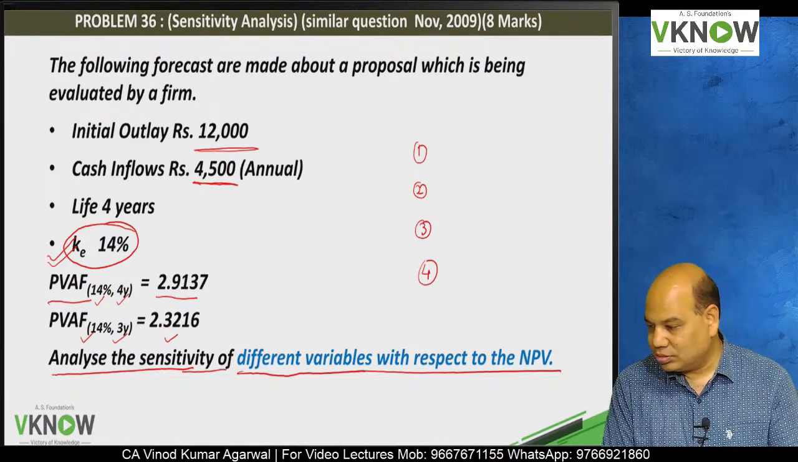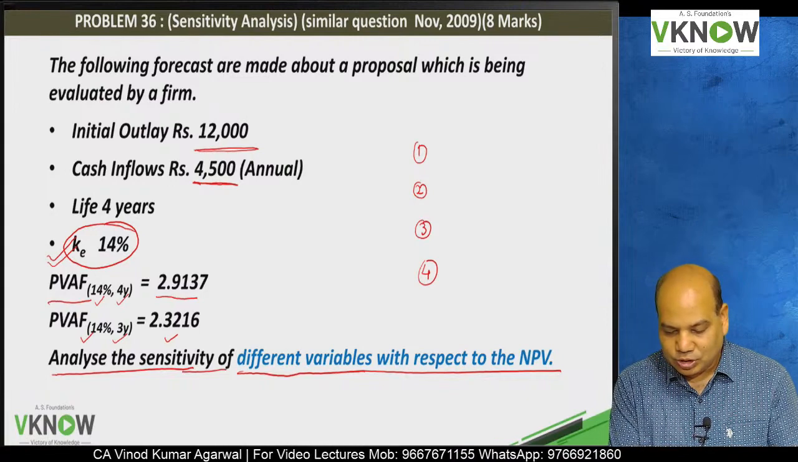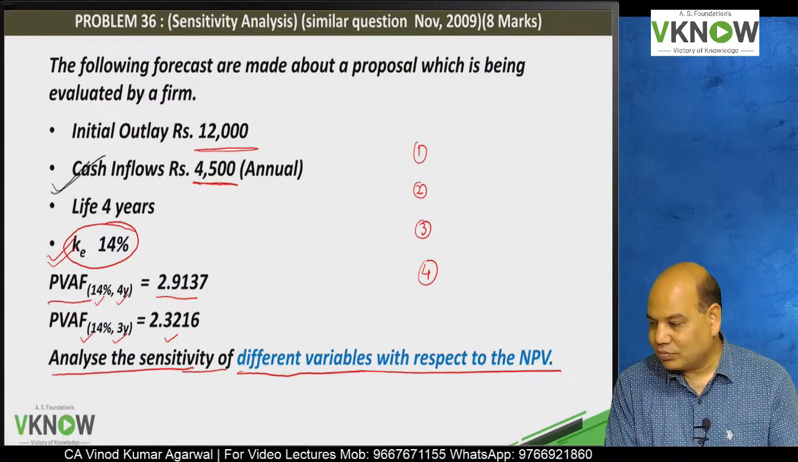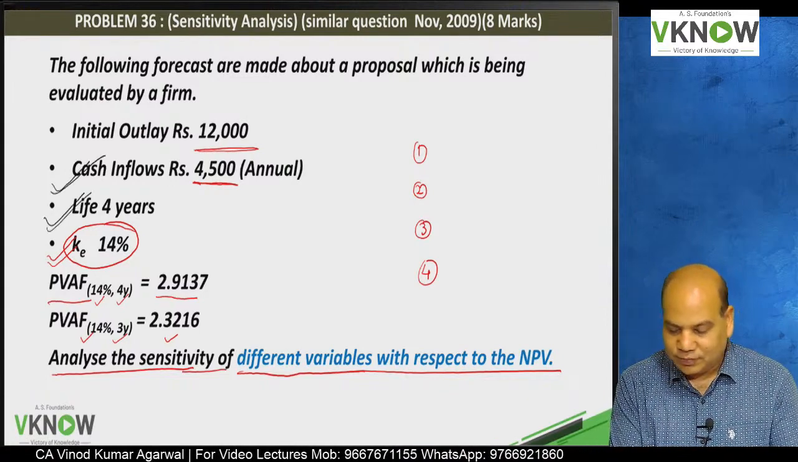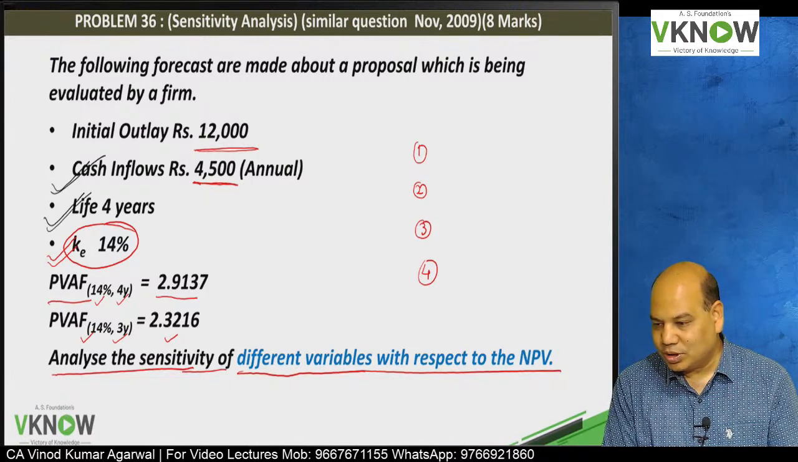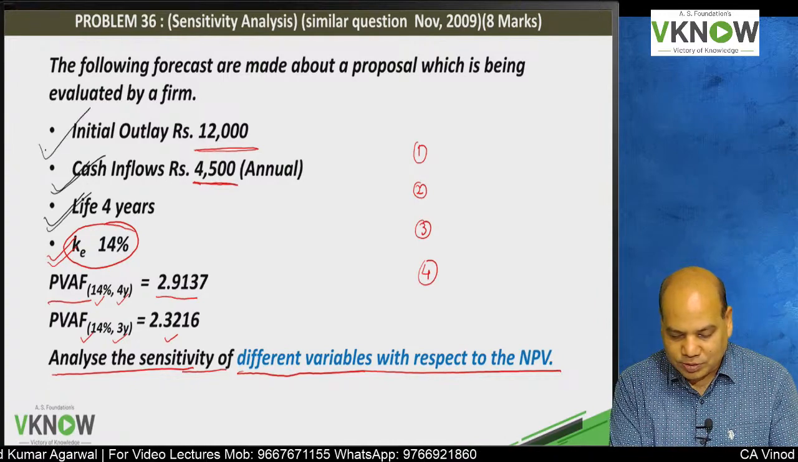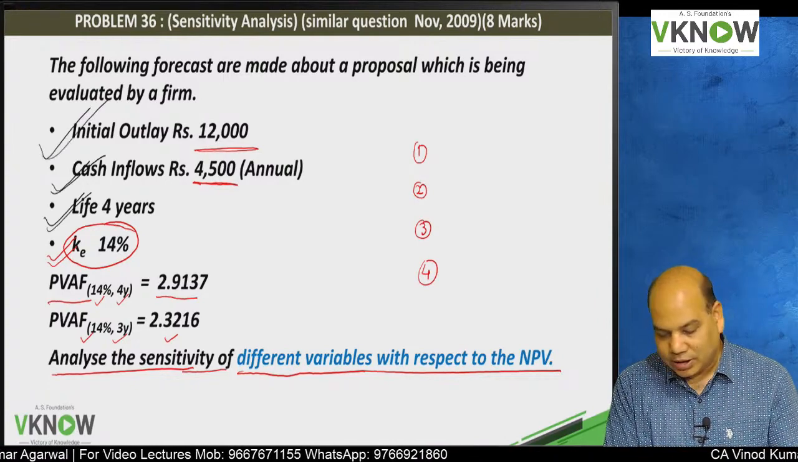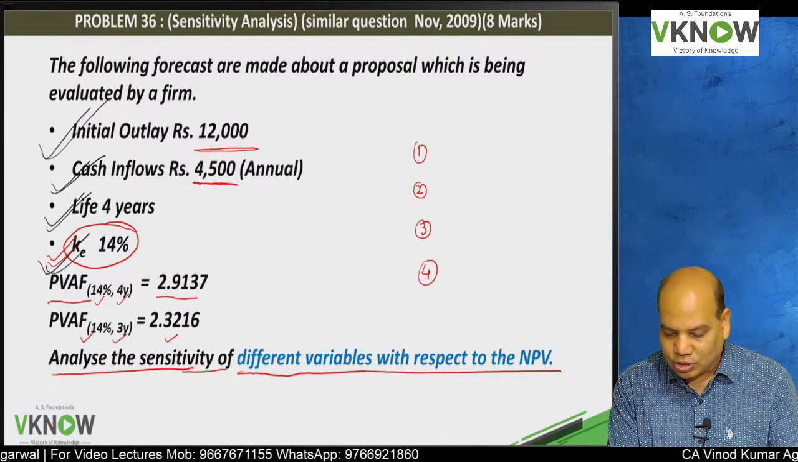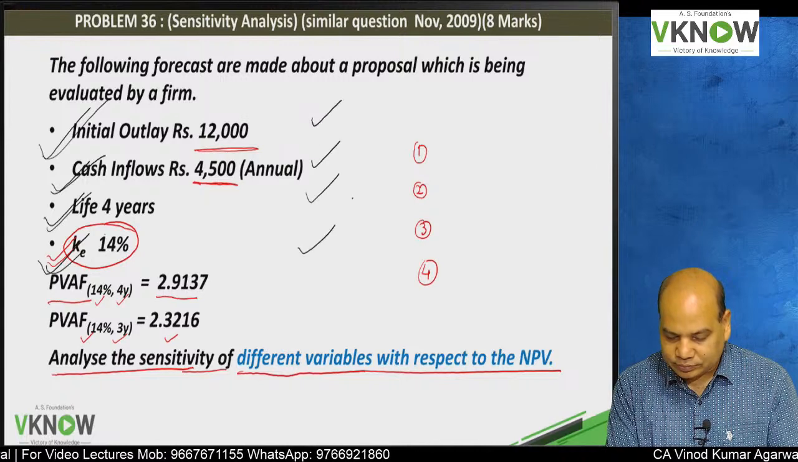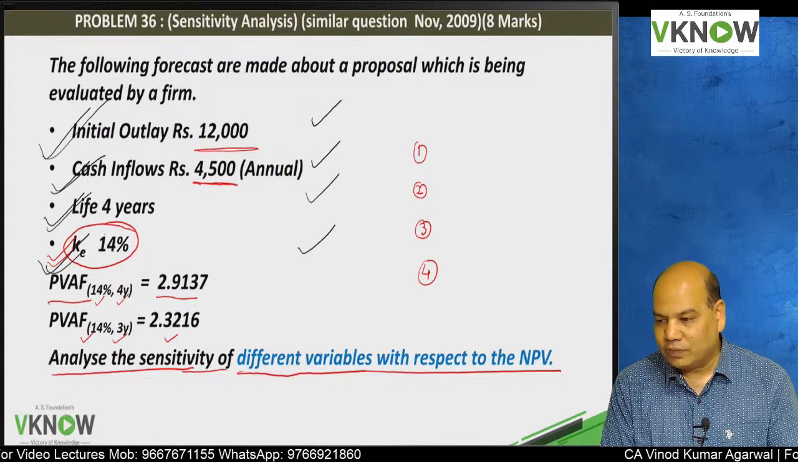Cash flow. Okay, which cash flow? You are talking about cash inflow. Life. Very good. One student is replying cash inflow, life. And cost of the project also. And discount rate also. All these 4 factors are going to affect NPV.